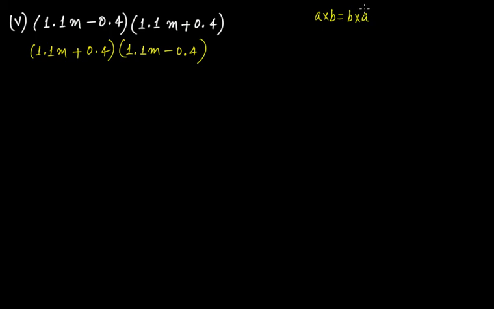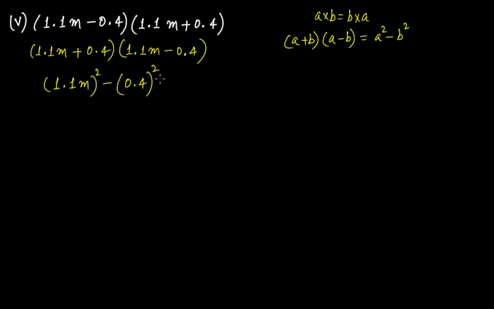Now if you are thinking what's the benefit of rearranging it, then this should remind you of the standard identity 3, that is a plus b multiplied by a minus b is equal to a squared minus b squared. Now here a is 1.1 m and b is 0.4. It means that this will be 1.1 m whole squared minus b squared means 0.4 whole squared, right?